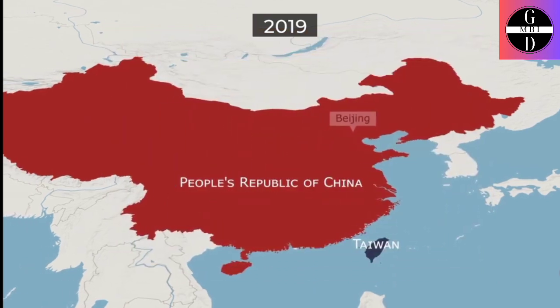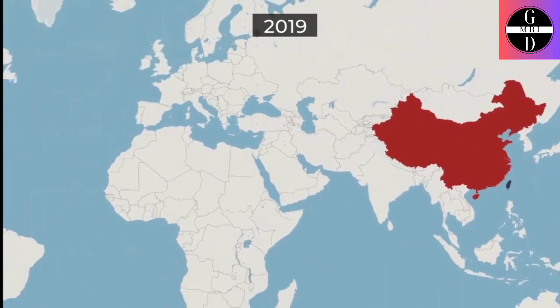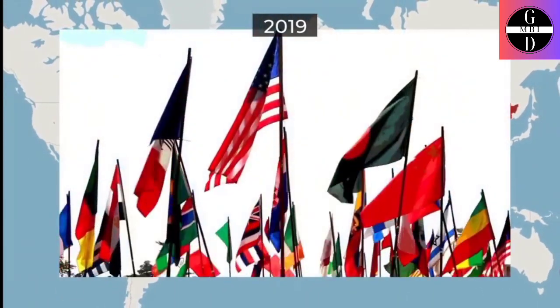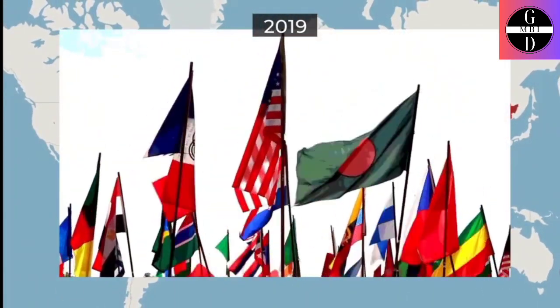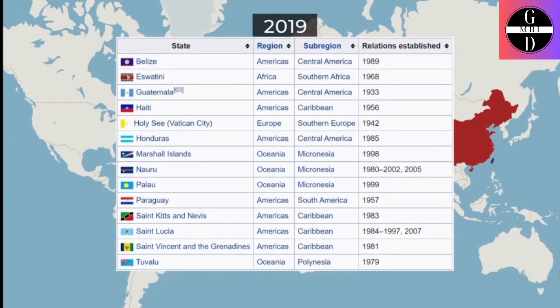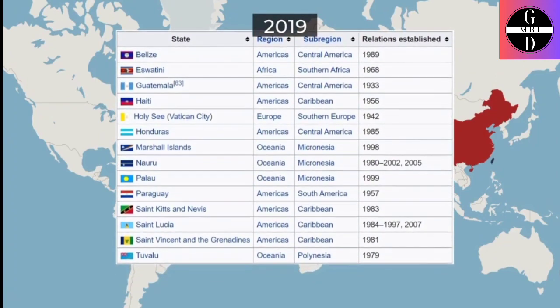For decades, China has pressured countries worldwide to list Taiwan as a part of China and cuts diplomatic ties with any country that does not. At present, there are only 14 countries that recognize Taiwan as a sovereign country and maintain official diplomatic relations with Taiwan.